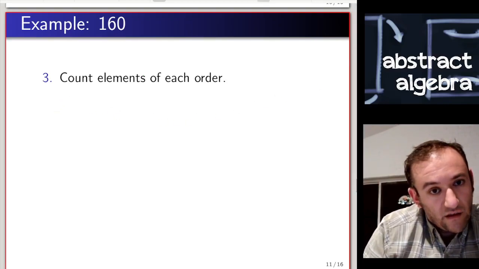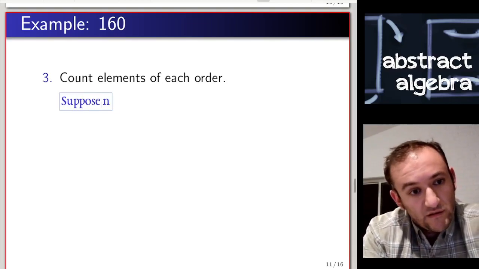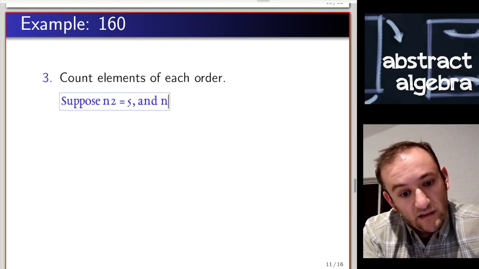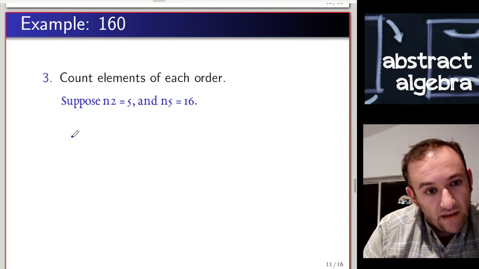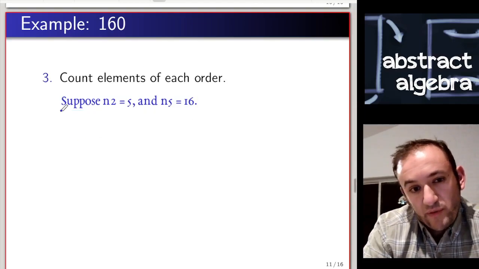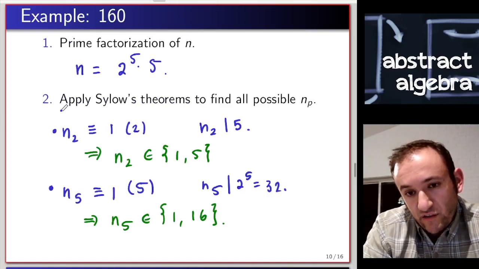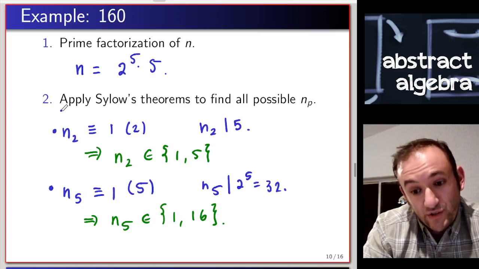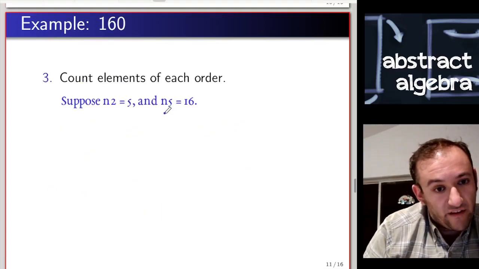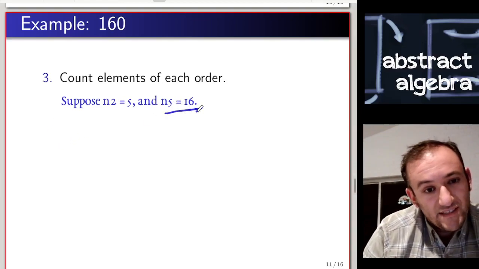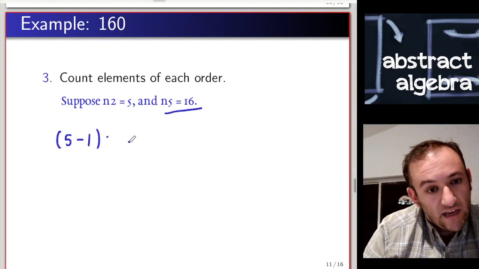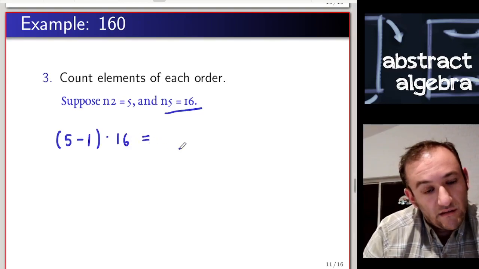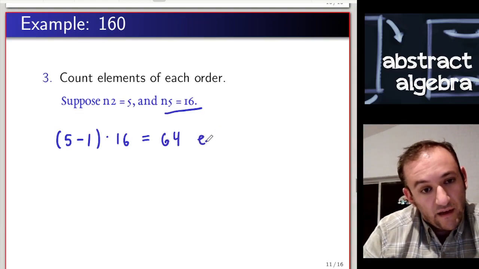Suppose n2 equals 5 and n5 equals 16. So counting the elements of order a power of 2 is going to be complicated because each Sylow 2 subgroup has size 32. So instead we'll focus on n5. Okay, so if we have 16 Sylow 5 subgroups, that means we have 5 minus 1 times 16 elements of order 5. So that's 4 times 16, or 64 elements of order 5.